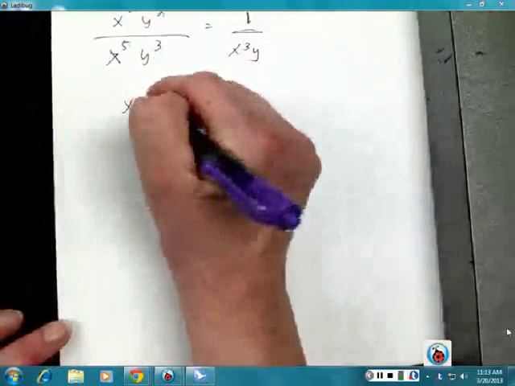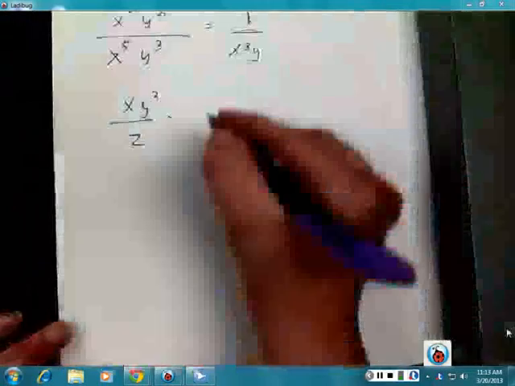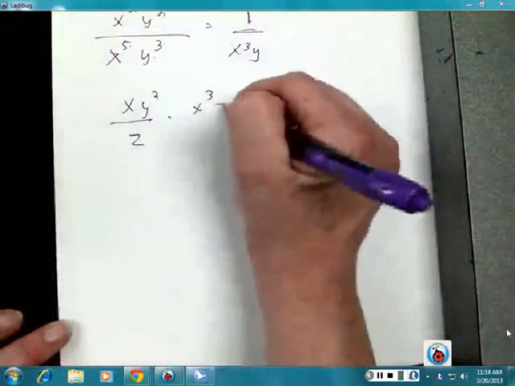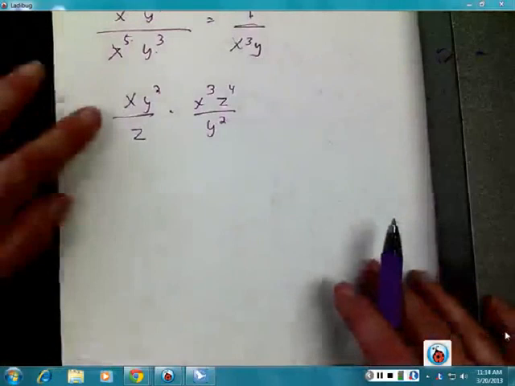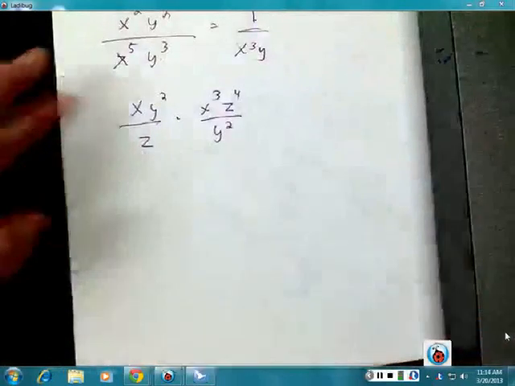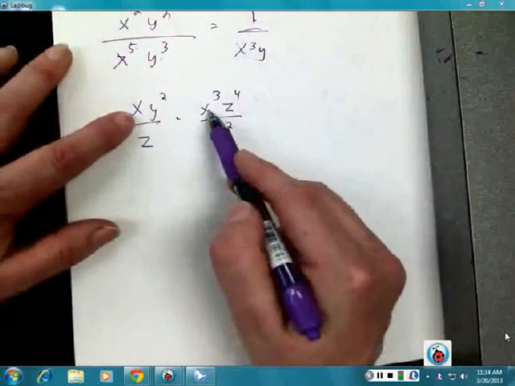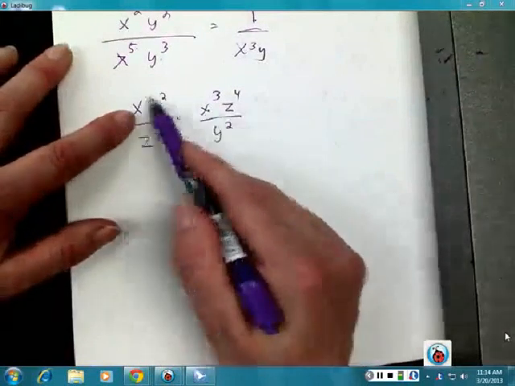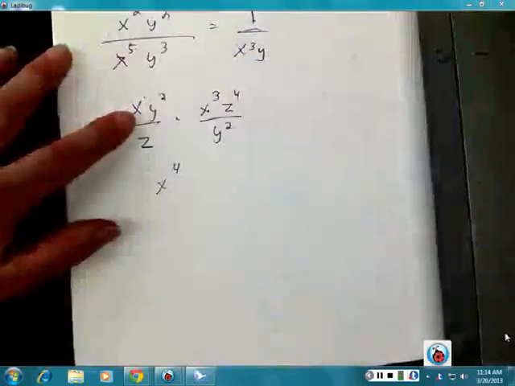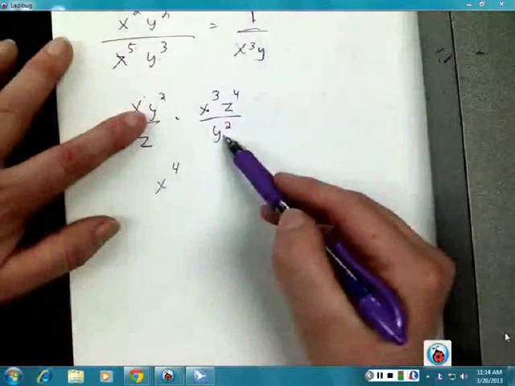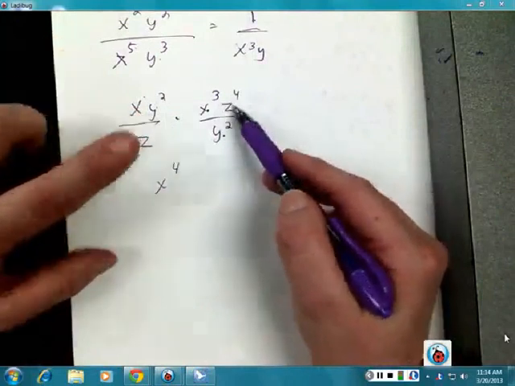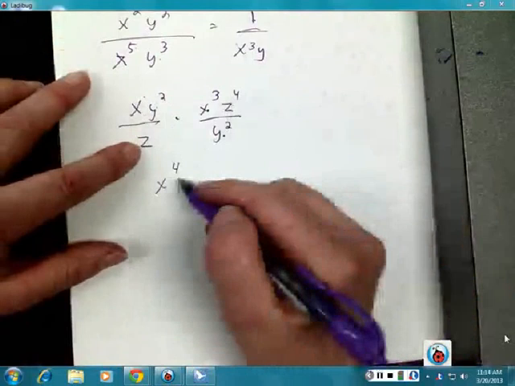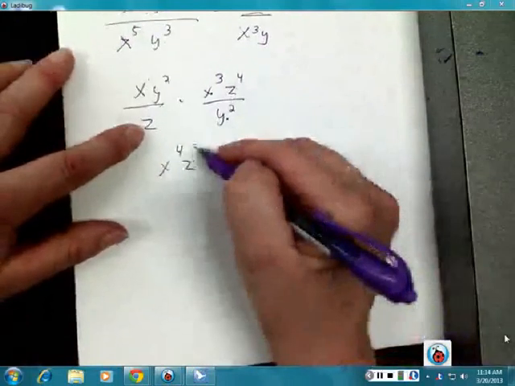x y squared all over z times x to the third z to the fourth all over y to the second. When you've got combinations like that, you're putting all of your different rules together. Do you add them? Yep, the x's are on top, so they get added. So 1 plus 3 is x to the fourth. Y squared and a y squared, what happens? They're gone. Then I'm left with z to the fourth and a z. Where's it at? On the top. Yep, and that becomes your answer.